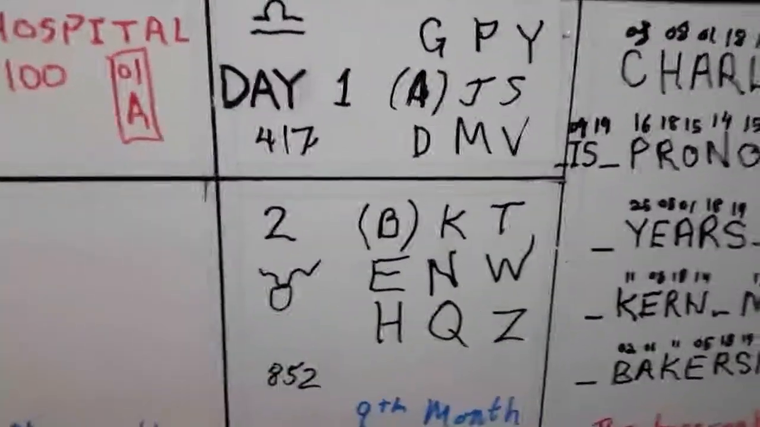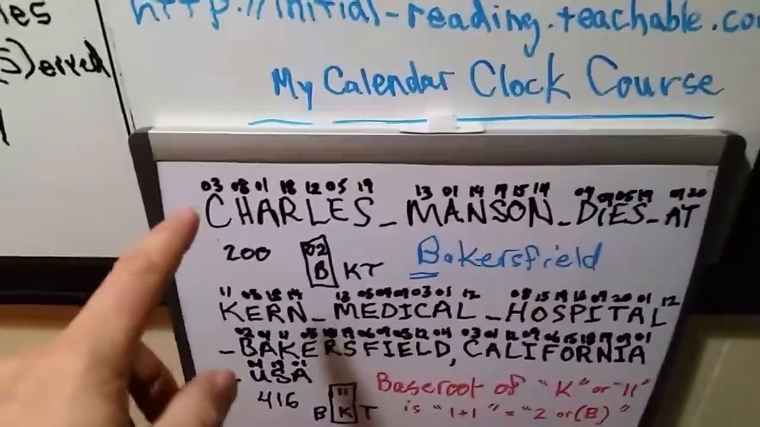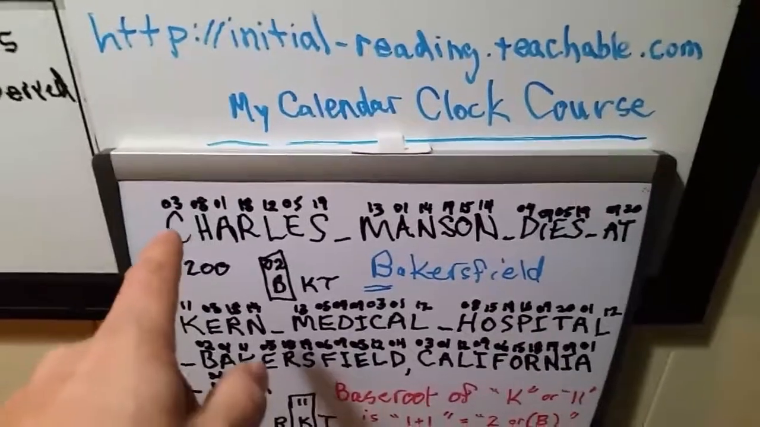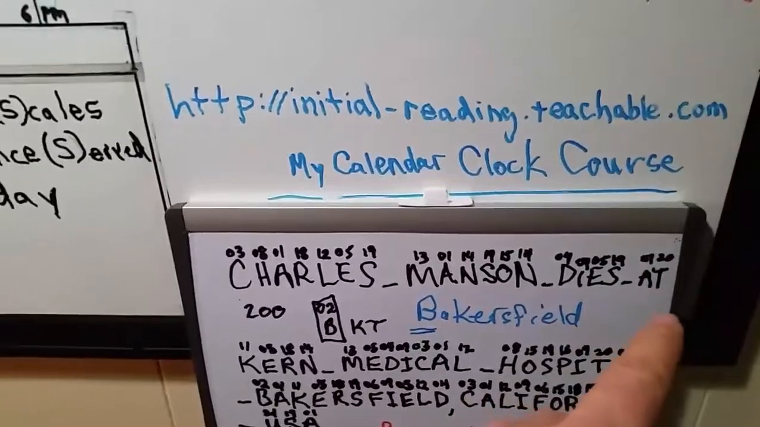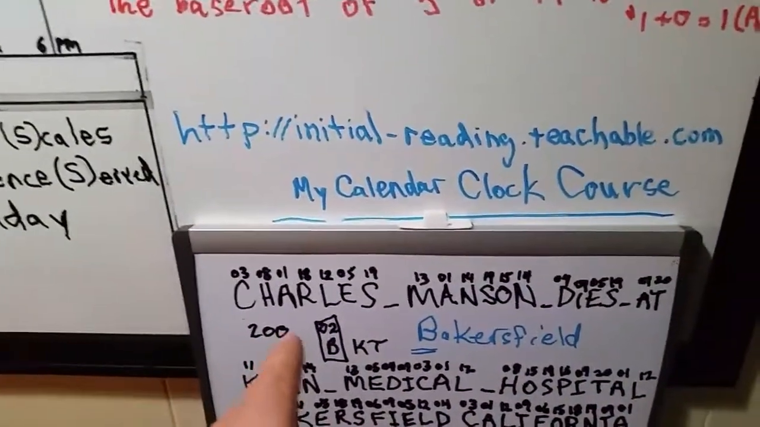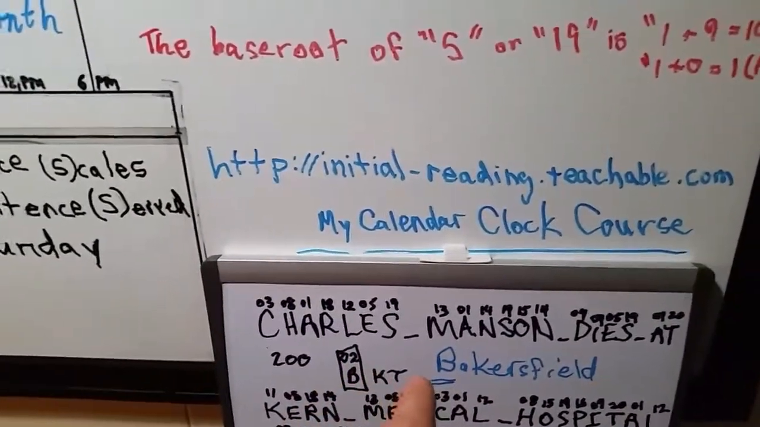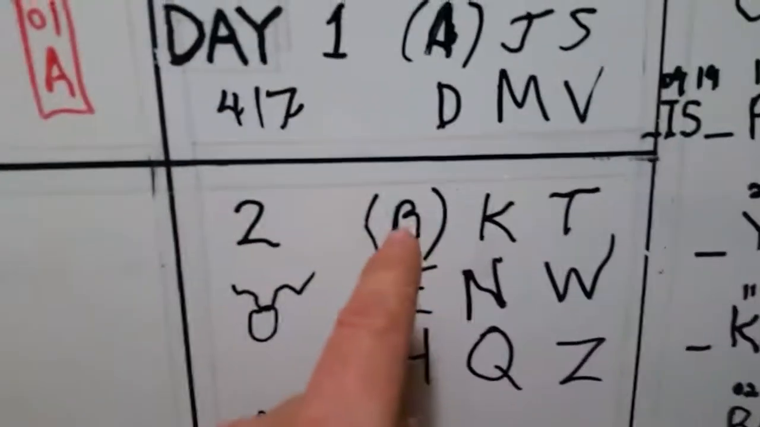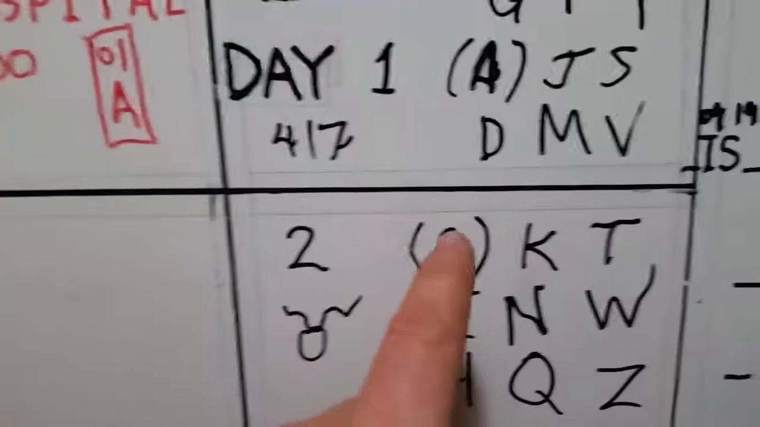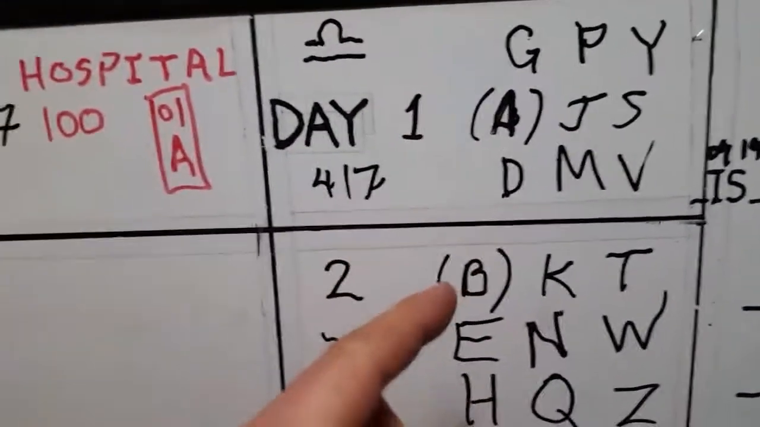Now, sometimes when you're adding things up, it's two parts. So Charles Manson dies at, that gives us 200. 2 plus 0 plus 0 is 2. That's the letter B connection, always connected to K and T. So when we look up here, we see B. All right, so that says Charles Manson dies at, well, we already know, at Bakersfield. Okay?